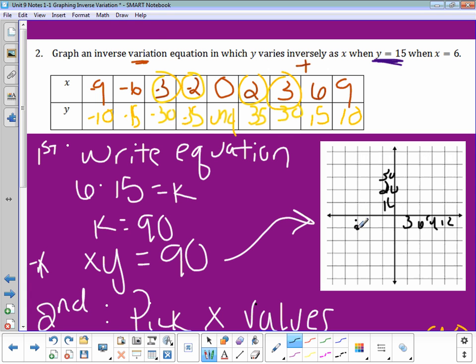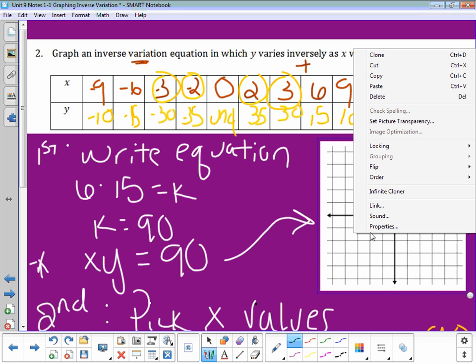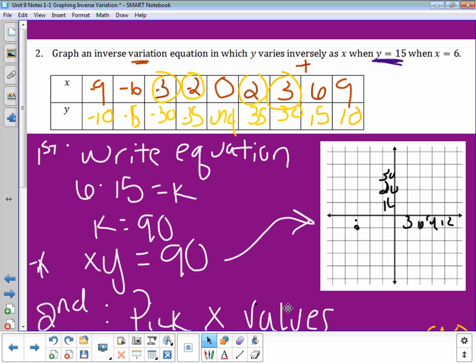Okay, so go ahead and we're going to keep plotting those points. So then I'm going over -6, down 15, which if I'm going by 10s is about right here. Then -3, -30 would be right about here, -2, -35. So what's going to happen is this is just going to curve down this side.